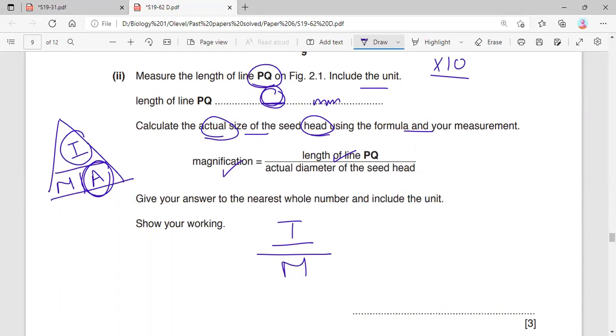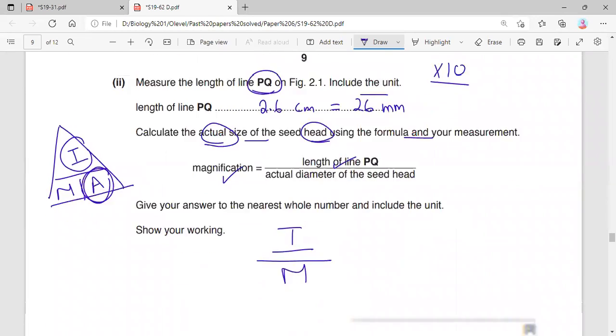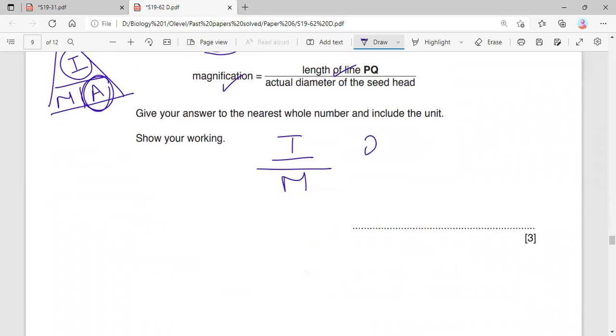The image size will be around 2.6 centimeters, which is equal to 26 millimeters. What about the magnification? It is 1.6. I think under the image it was 1.6. Yes. So I will put 26 divided by 1.6. It will give me the actual length.